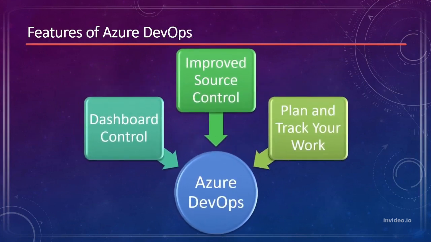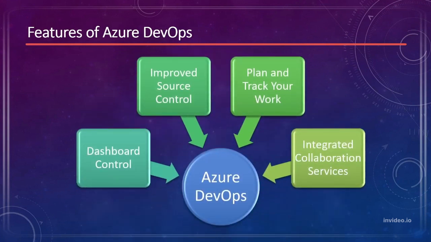Following that, plan and track your work. You can utilize the Azure DevOps system to track features, requirements, user stories, tasks, issues, and more using a variety of work items. Then we have integrated collaboration services. It is a tool that allows the team to collaborate throughout the whole Azure DevOps feature set, including dashboards, project wiki, discussion within work item forms, and many others.